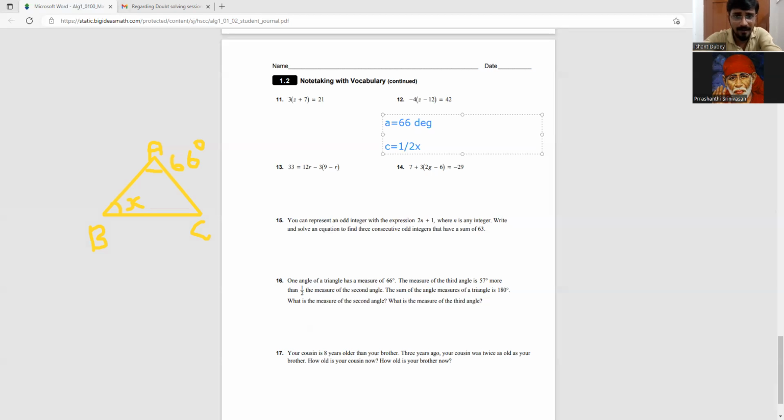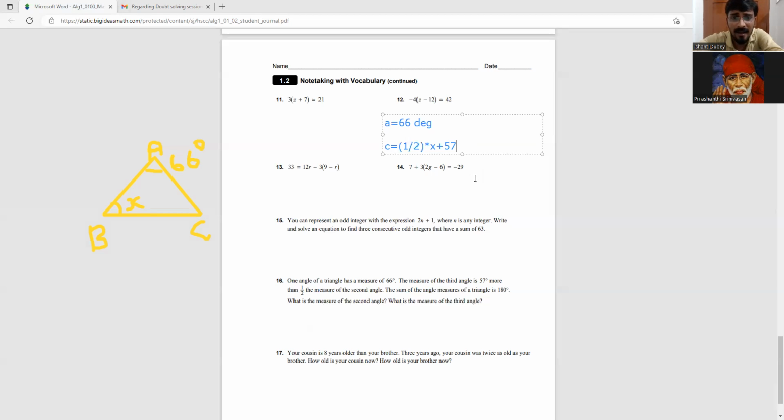Let me put it in brackets: half, 1 by 2, multiplied with X. This is half of the second angle, and 57 more than that, so plus 57. And what is X here? X is nothing but my second angle.